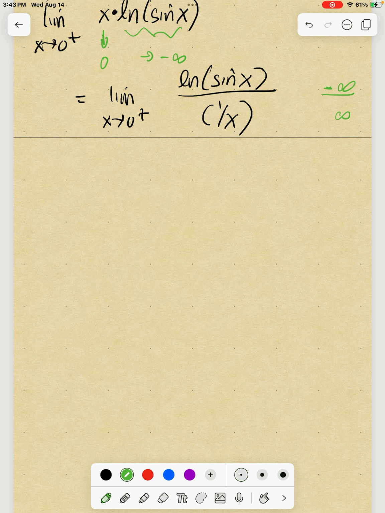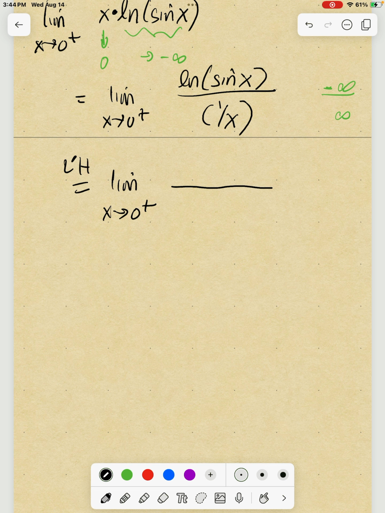Okay. And getting that the limit is minus infinity on the top and the limit on the bottom is infinity. And now we have something where we can apply L'Hopital's rule. So by L'Hopital's rule, what I usually do is this. So now I have the limit as x goes to 0 from the right of, and now I need the derivative of the top and the derivative of the bottom.